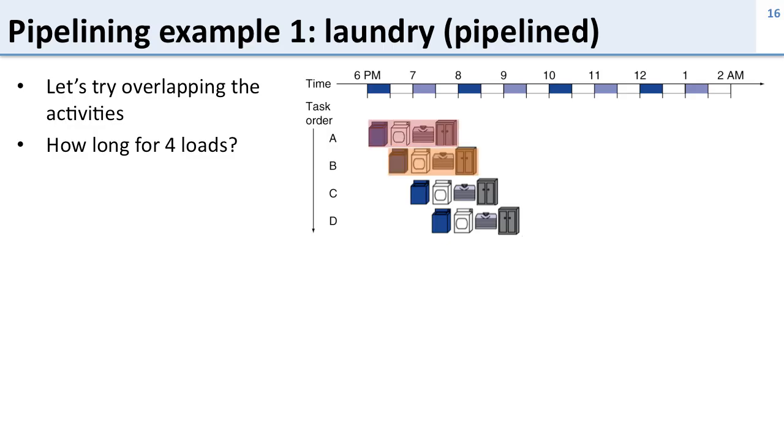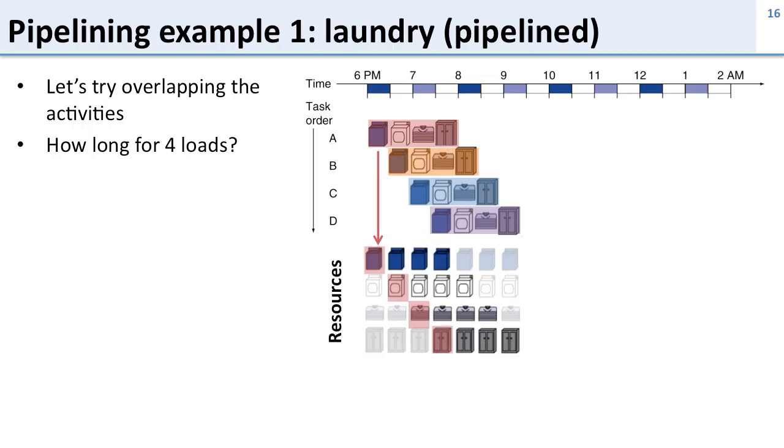So now we've got our first load. We start the second load as soon as the washing machine is free. Start the third load as soon as the washing machine is free, etc., all the way through. Now let's take a look at our resources. So here are our resources, and what you see is we're using them much more efficiently.